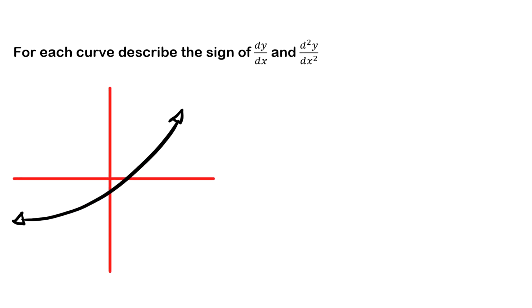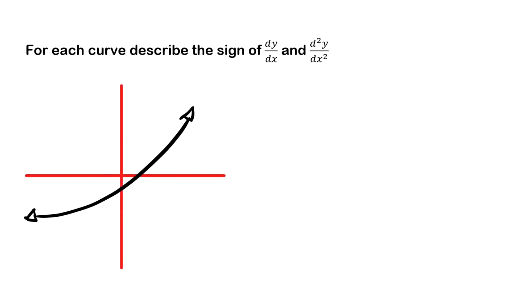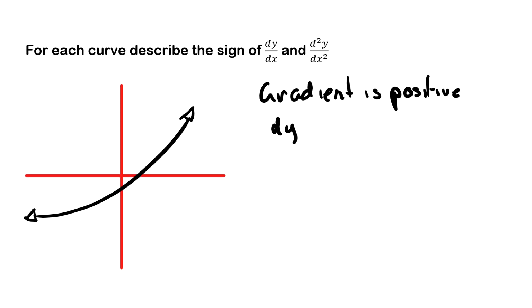On your screen, you have a graph and we need to describe the sign of the first derivative and second derivative. The first thing you notice is that the graph is increasing as it goes from left to right. Sorry, the gradient is positive first. So we're talking about the first derivative: the gradient is positive, which means our first derivative must be greater than 0.